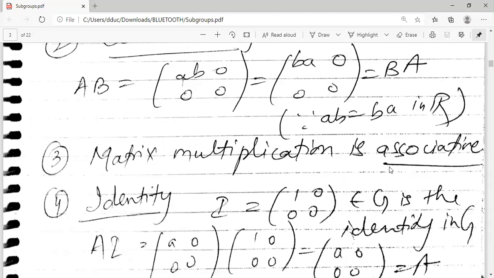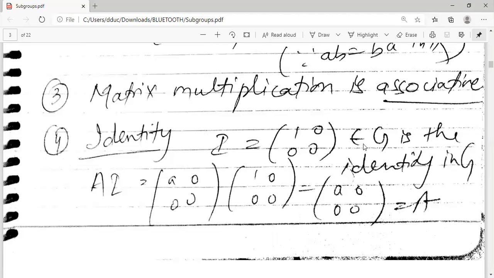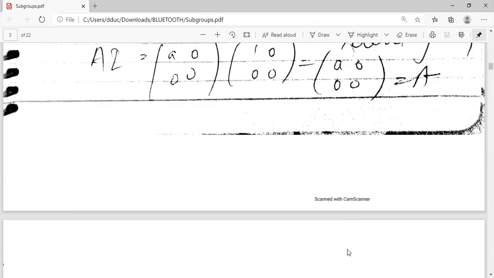Now matrix multiplication is associative, that you can easily check. Identity element is also there. So the identity element will be this, 1 0 0 0, and this is the identity element in G. Because you can easily check that if you multiply any element with this element, you will get the same element. So A 0 0 0 multiplied with the identity element is giving you again this same element. So all the properties of a group are being checked.